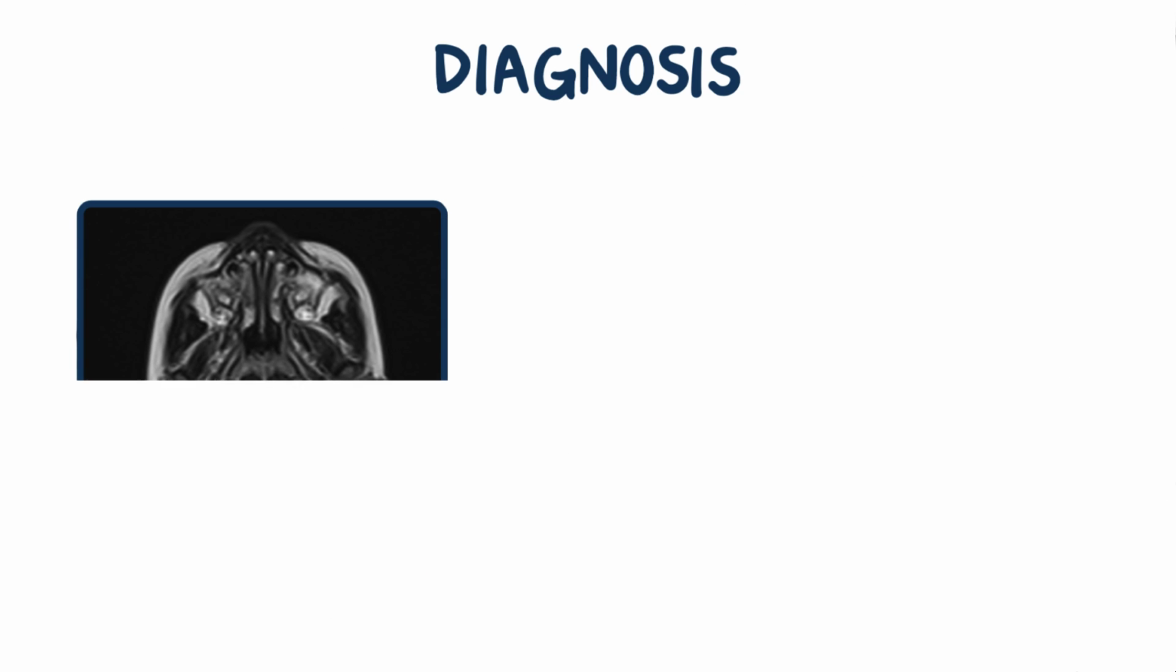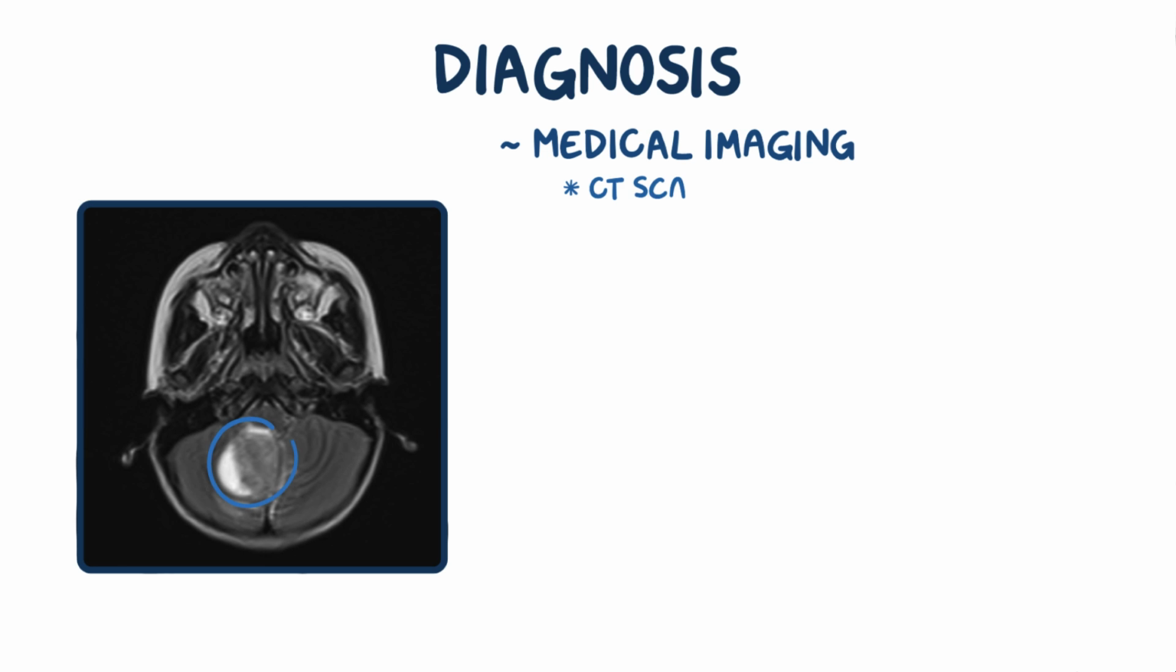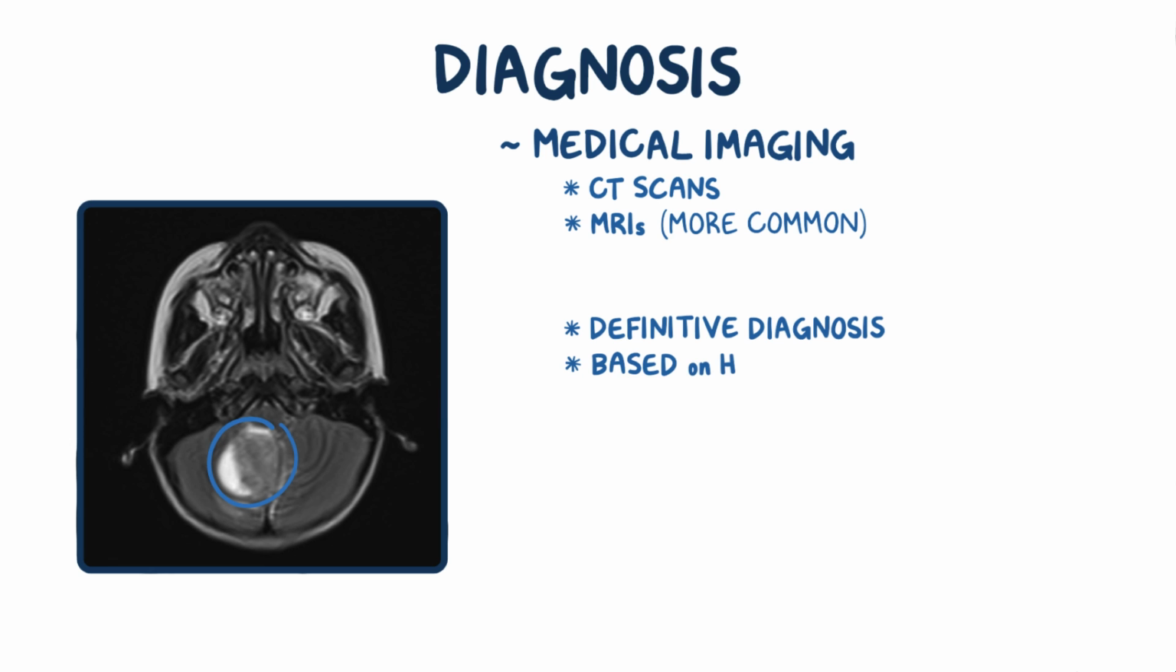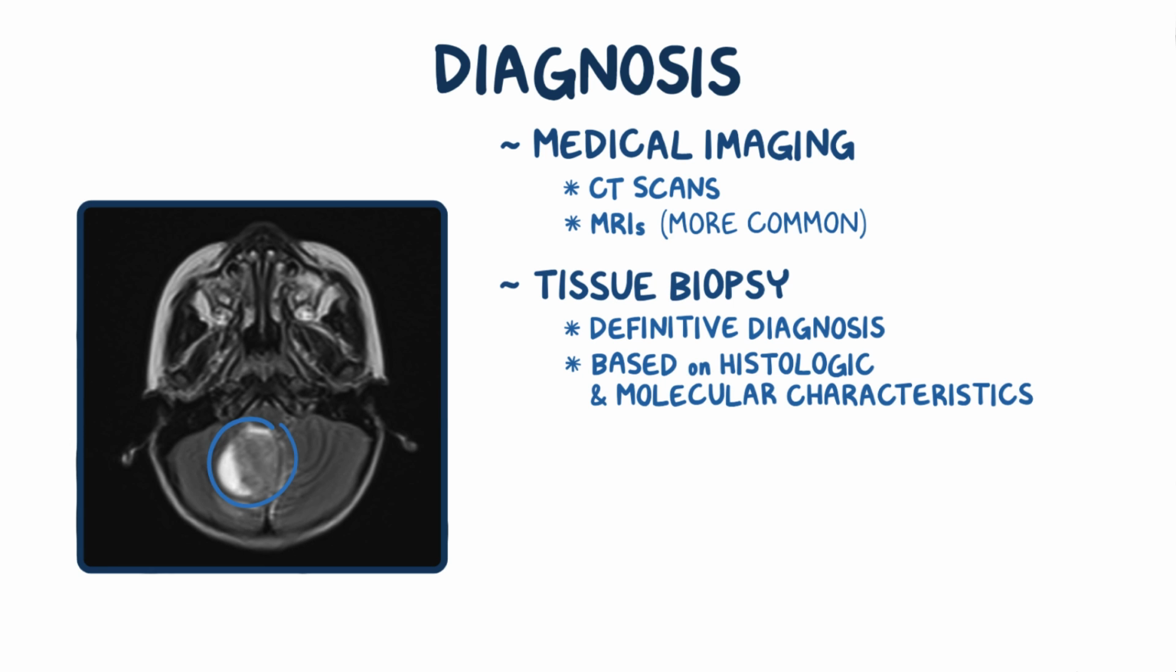Generally, the diagnosis of central nervous system tumors includes medical imaging, like CT scans, but more commonly MRIs. But definitive diagnosis needs to be made based on the histologic and molecular characteristics of a tissue biopsy.